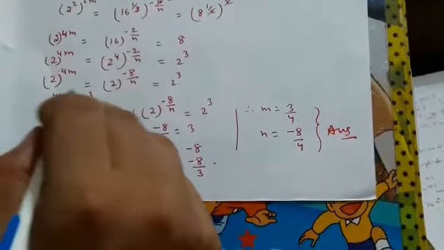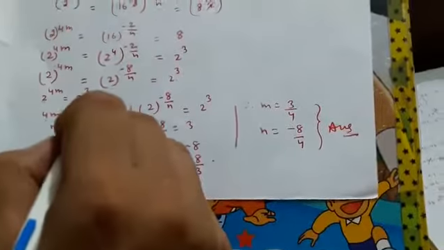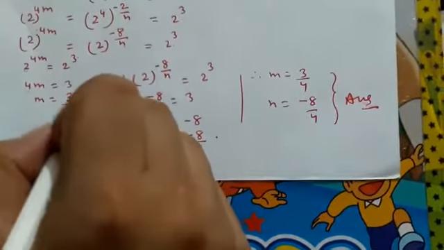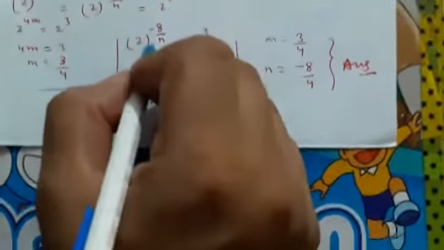Both their bases are same, so their powers will also be same. So 4m is equal to 3, so m is equal to 3 by 4. This is our first value, first answer. Now let us see the next.